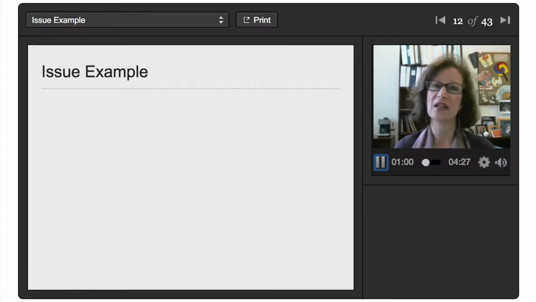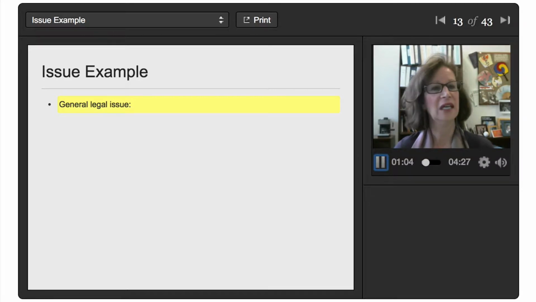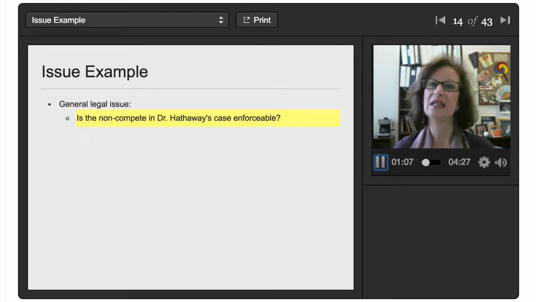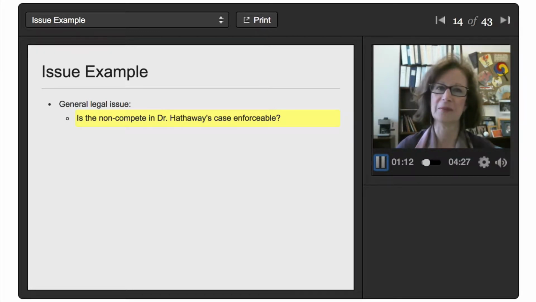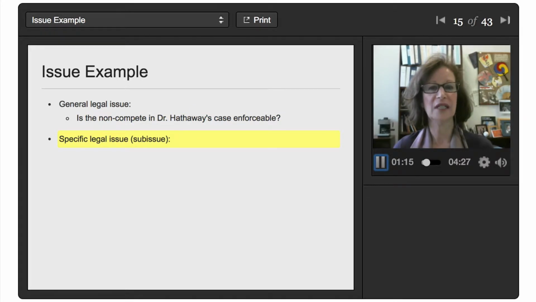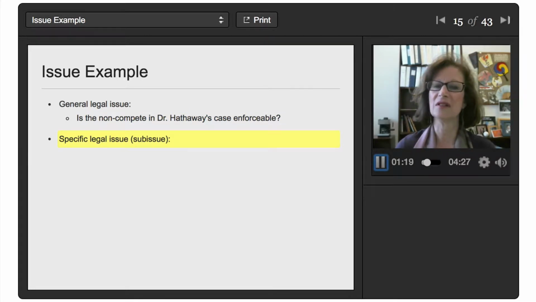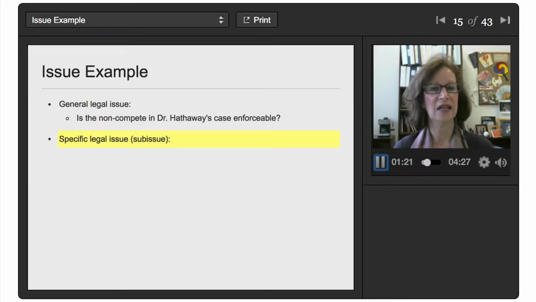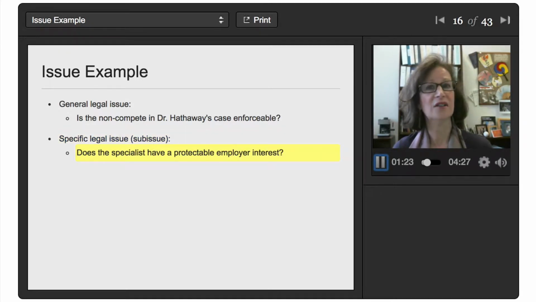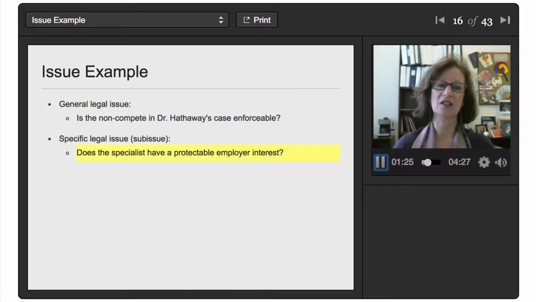For our client, Dr. Hathaway, if you were to identify the general legal issue, it might be something like, is the non-compete in Dr. Hathaway's employment agreement with her former employer enforceable? If you were to identify the specific legal issue, those are also sometimes called sub-issues. An example in our case would be, does the specialist have a protectable employer interest?